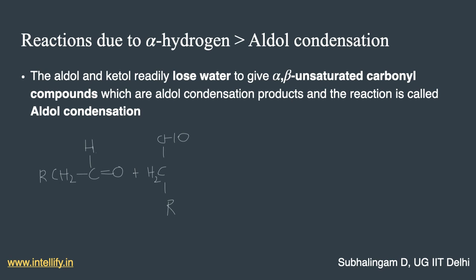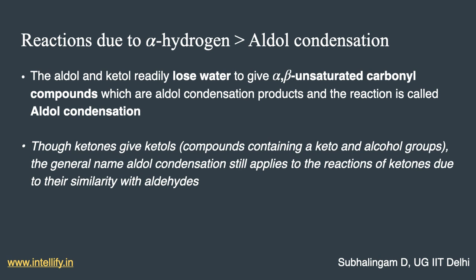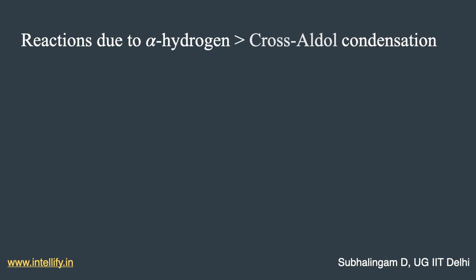So by the way, for condensation, we need alpha hydrogens. When you write it like this, you just draw a box about H2O. H2O is lost, and directly a double bond is formed, and you just bond those two compounds and you get something like this. That is the condensation product. Simple. Though ketones give ketols, the general name aldol condensation still applies to reactions of ketones due to the similarity with aldehydes.